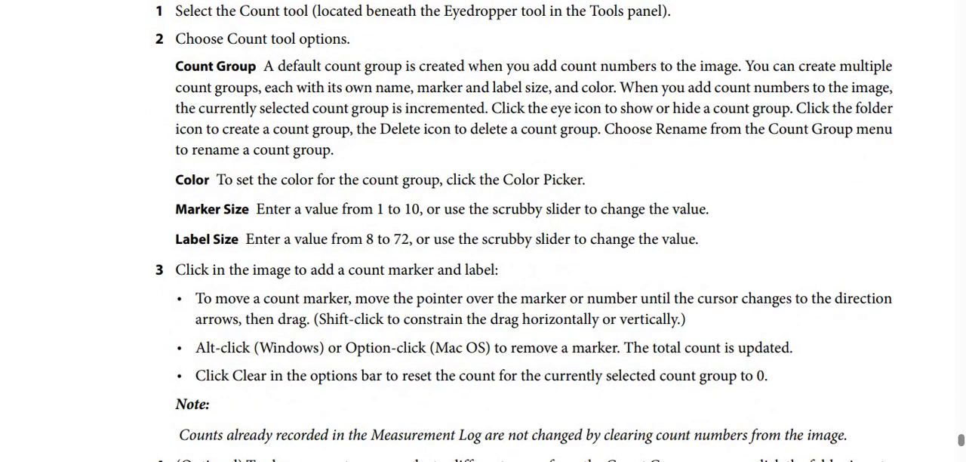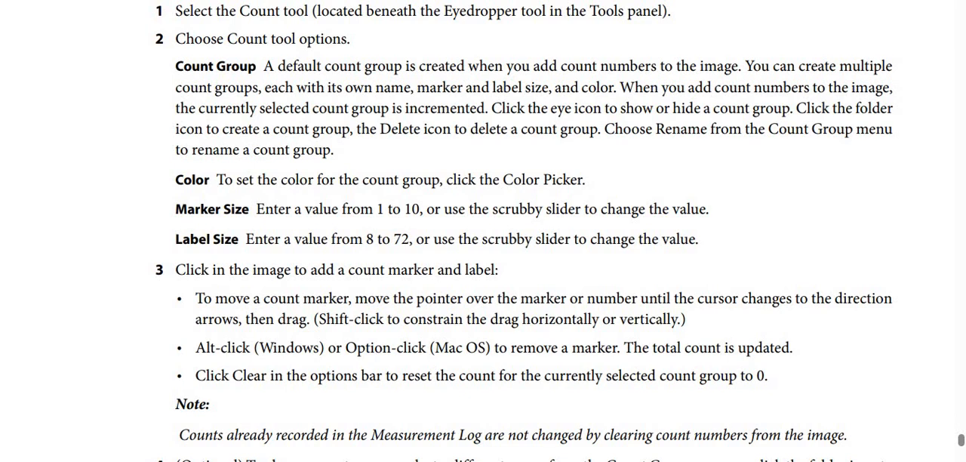In this step, the first option is count group. So what's the meaning of count group? A default count group is created when you add count numbers to the image, and you can also create multiple count groups, each with its own name, marker and label size, and color. When you add count numbers to the image, the currently selected count group is incremented.